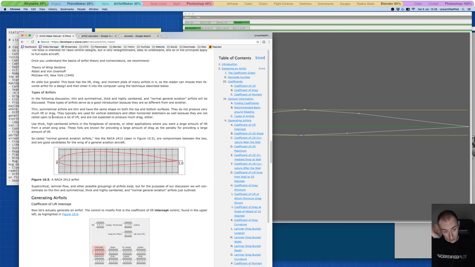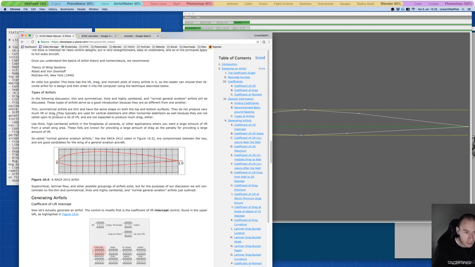Thin, symmetrical airfoils are thin and have the same shape on both the top and the bottom surface. Yeah, that's what makes them symmetrical. We are using symmetrical airfoils for the struts, I think also for the horizontal stabilizer, and so far also for the vertical stabilizer. The question is whether that's right. For the horizontal, I think it would be, but perhaps we can also find data on that, and we can even tweak and optimize that as well.